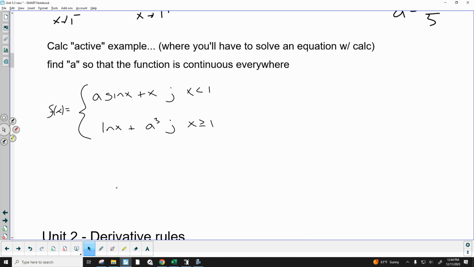You have the concept. You know the setup. Your calculator will just do the last step for a majority of these problems. You know that this piece and this piece need to meet up at 1. What did you do on the last problem? You plugged in 1 into both equations. So you got a sine 1 plus 1, and you have log 1 plus a cubed.